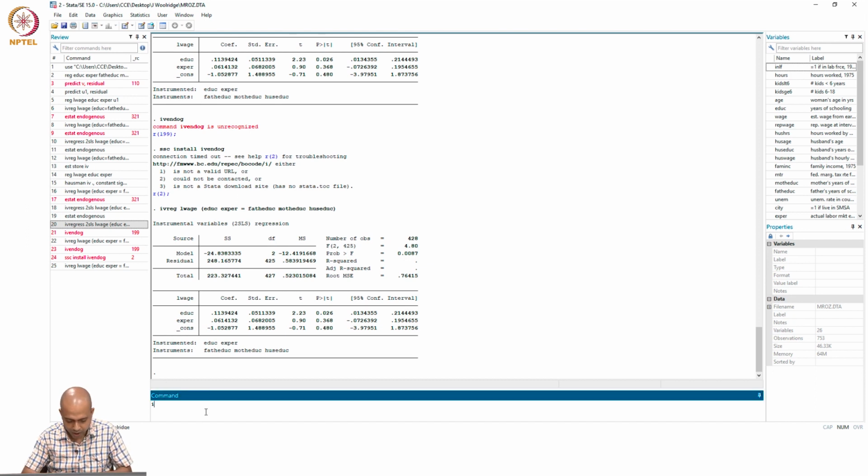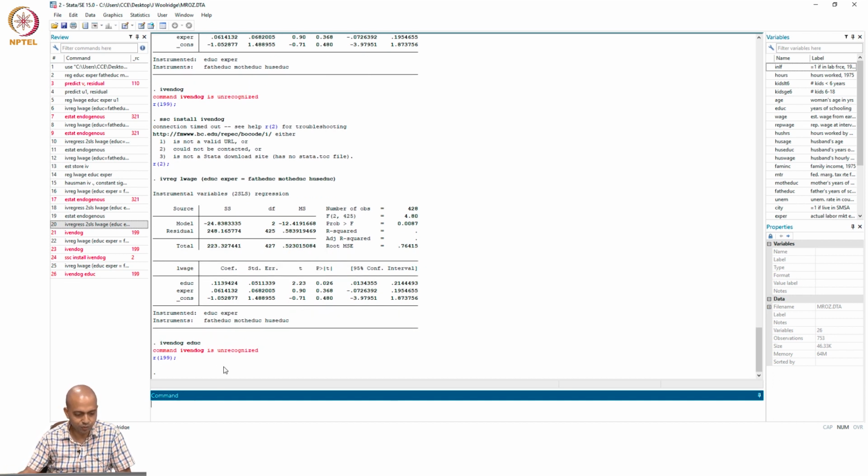here if I put ivendog, you have to put which particular variable to use for endogeneity. We have two endogenous variables. So, after ivendog, if you put education, then that should work. Here I am not able to use this ivendog because this command I am not able to download here since it is not connected. Okay, ssc install ivendog.